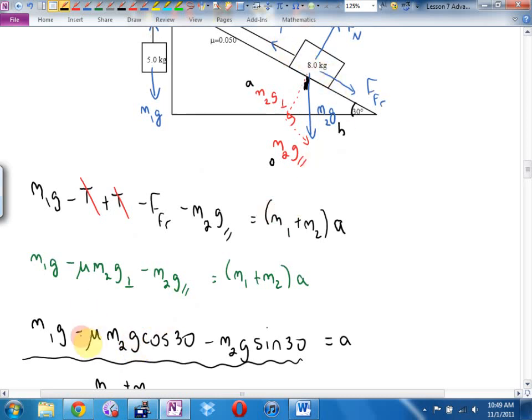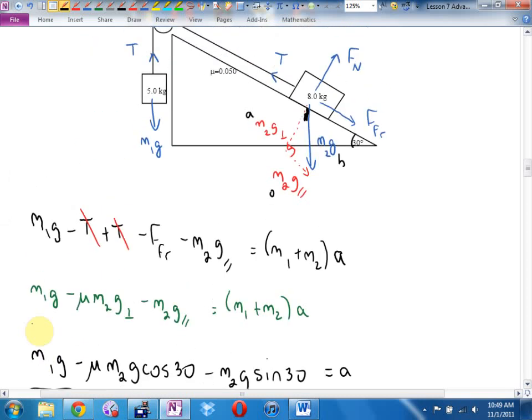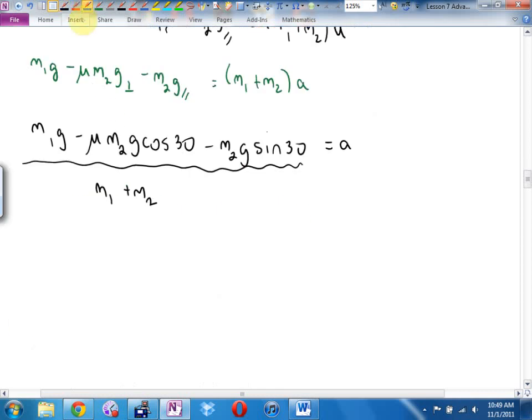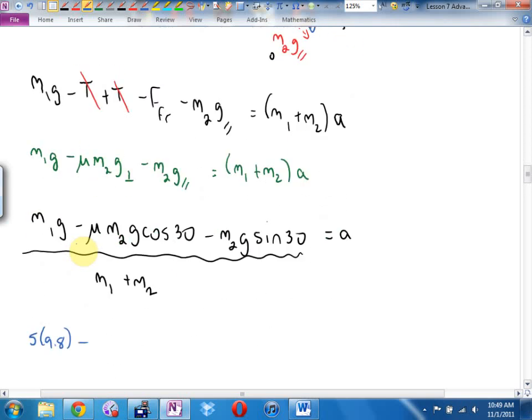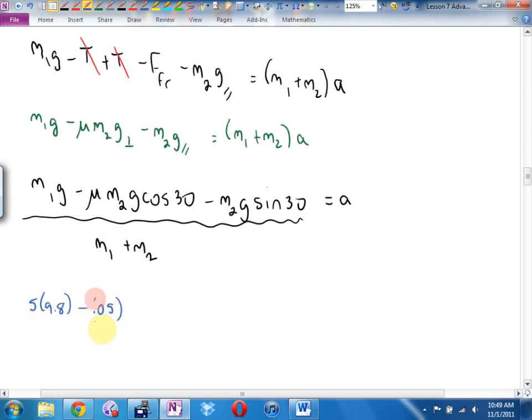And if I confused you, don't worry. I'll show you in a second. Let's crunch the numbers. What's M1? 5? What's mu? 0.05 times 8 times 9.8 cos 30 minus 8 times 9.8. Screen froze? Well, while I'm getting the screen back from the dead, can you substitute in the numbers and then try and get an answer, please?